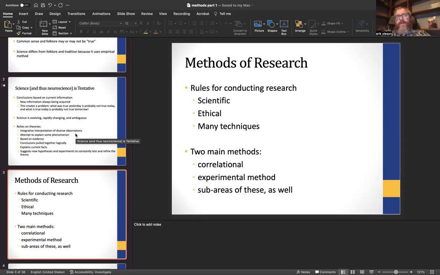I'm going to briefly talk about two main methods of experimental research. One being primarily correlational in nature, the other being some application of the experimental method. Here, I'm saying that we would have a hypothesis, some sort of independent variable that we would manipulate and then observe a dependent measure.